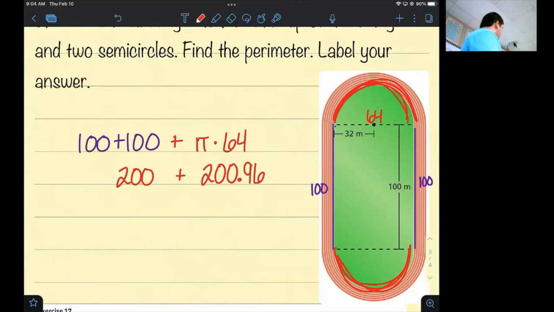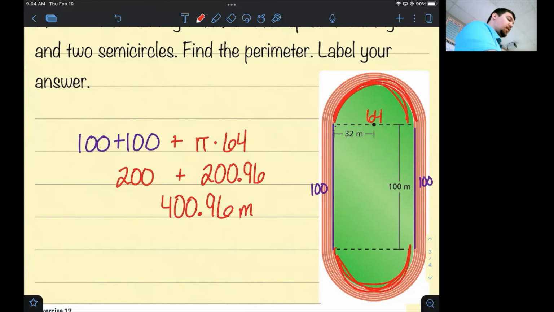Addison, can you tell me what 200 plus 200.96 is? It's really just 200 plus 200. That's right, 400.96. And we're going to put meters. And that's one trip around the inside track.